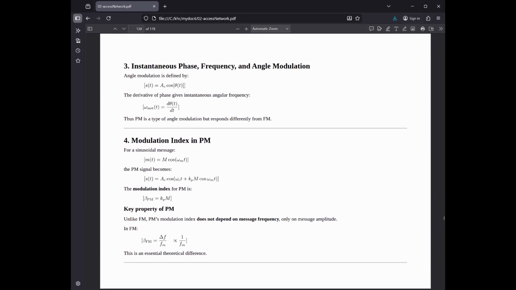1. The formula. For a single-tone message signal, like a simple sine wave, the modulation index is defined as beta equals k times A, where beta is the modulation index, measured in radians, and k is the phase sensitivity of the modulator, radians per volt.